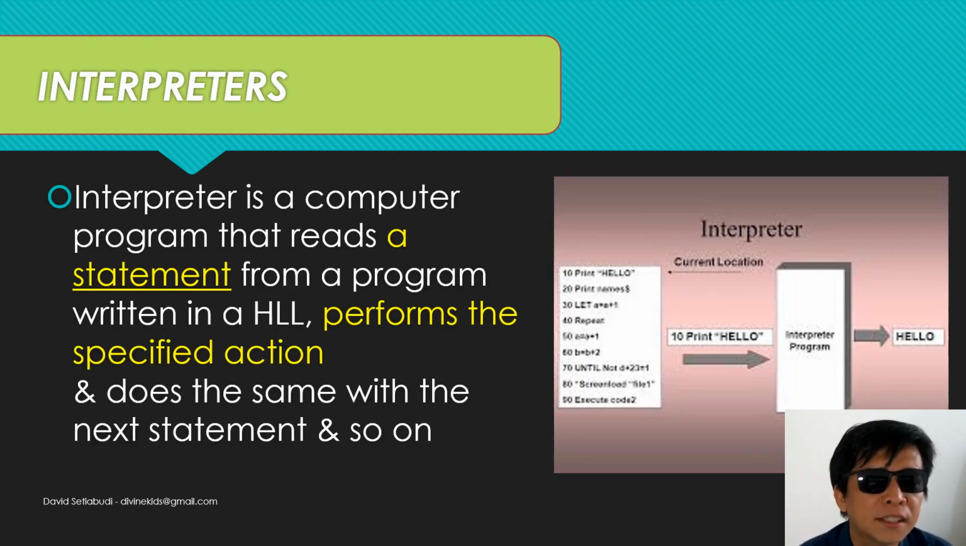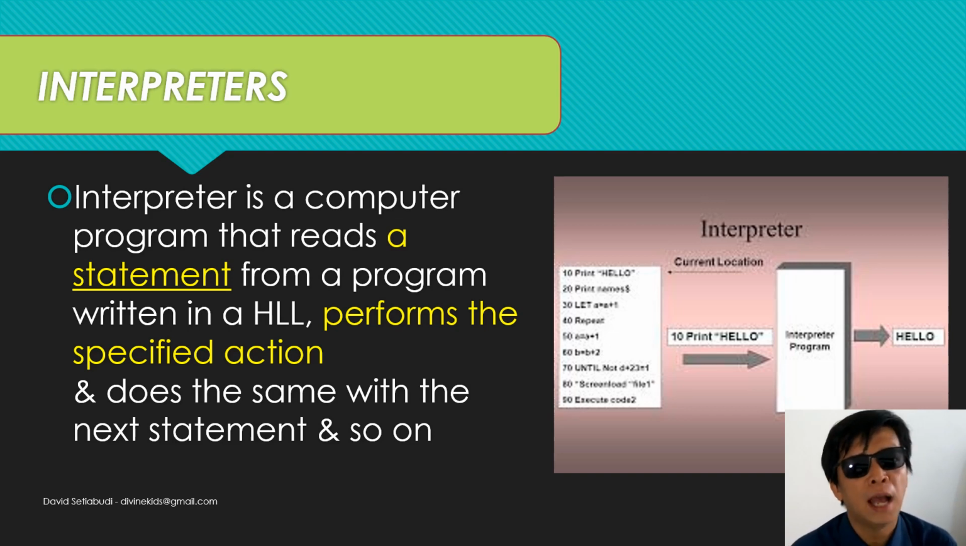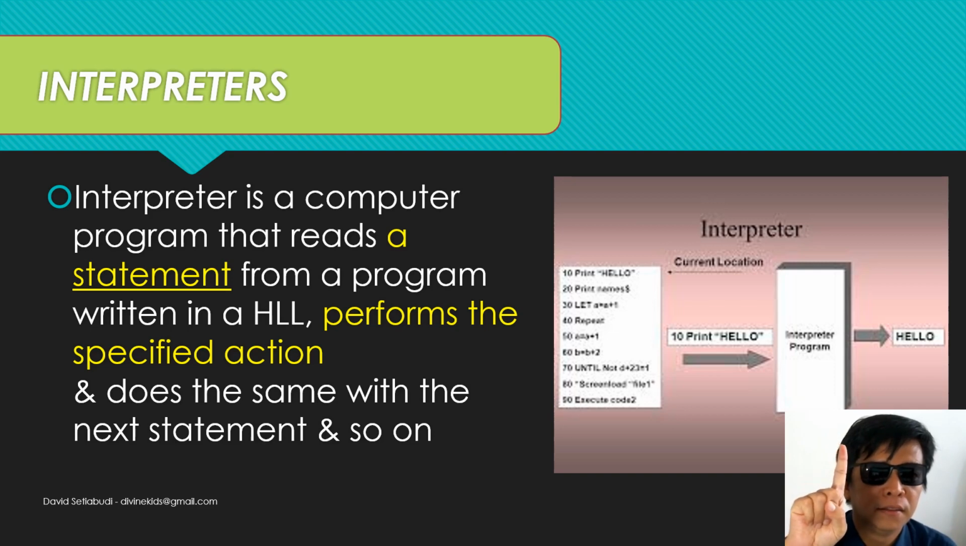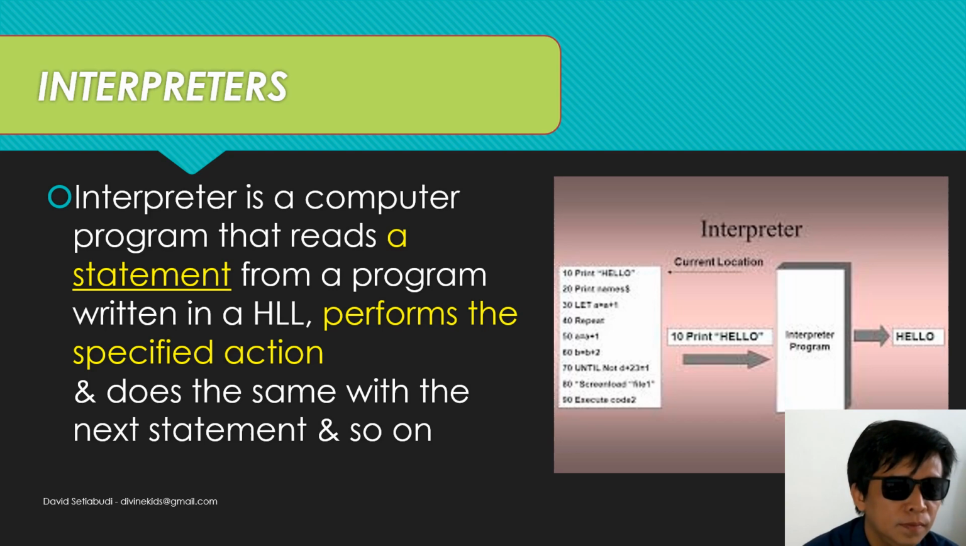Okay, if I ask you what are the 3 types of translators? The first one is compiler. The second one is interpreter. The third one is assembler. Right. Now, we are going to talk about interpreters. What is interpreter?